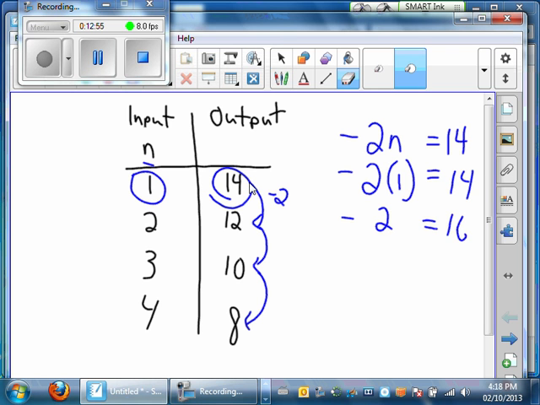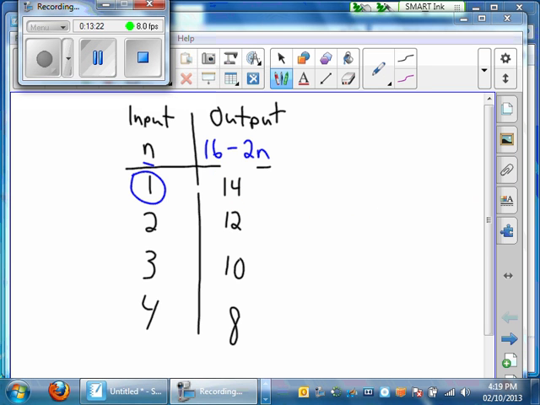So we have to say, well, this statement so far is not true. What could we do to make this statement true? That is simply to put in 16. So what we can say is that our expression should be 16 minus 2n. So let's try that, 16 minus 2n, and we're going to try it with a couple of numbers here and see if it works out for us.